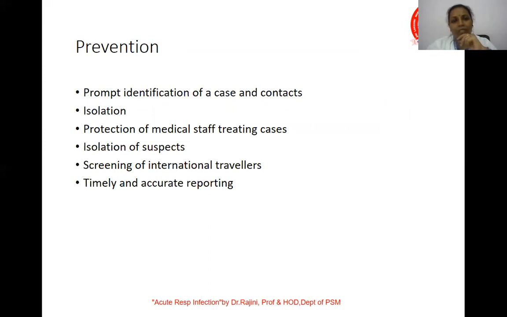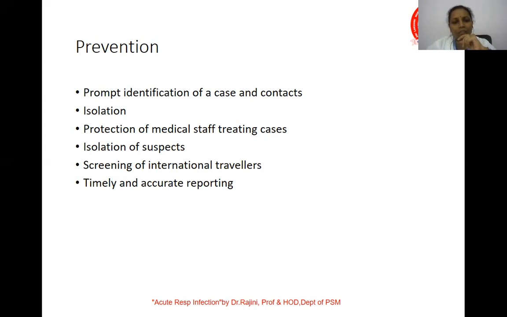So how are we going to prevent? Prompt identification of the case and contacts. With the case definition, what is a case and a contact? Properly identify and isolate those patients, and if hospitalization is necessary, hospitalize them, otherwise isolate them.